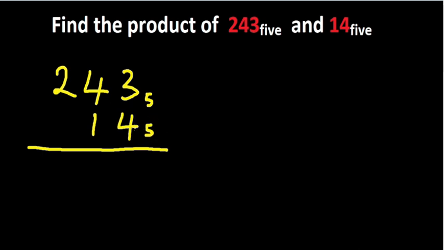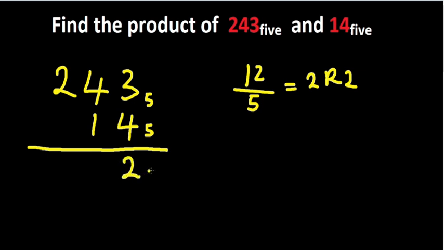So now let's start by multiplying 4 by 3. If you multiply 4 by 3, you're going to get 12. Now to convert it to base 5, we're going to divide it by 5. So if you divide it, you're going to get 2, remainder 2. Now let's write down the remainder here, which is 2. Now the dividend, which is 2, we're going to place it here so that we will not forget. And also we're going to add it to the next operation.